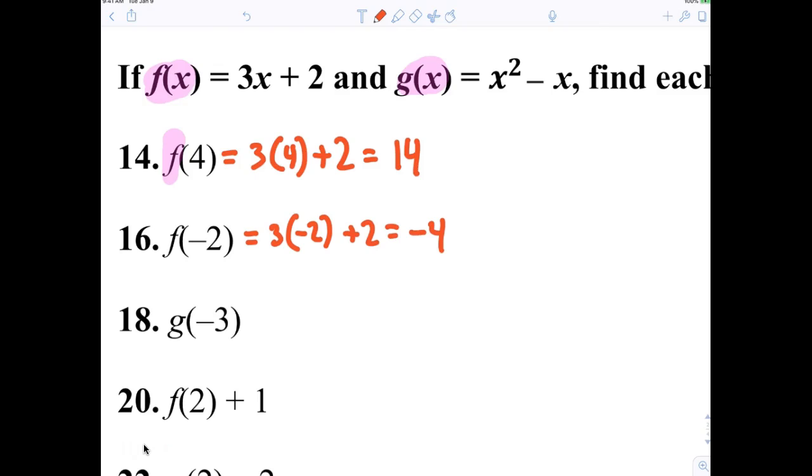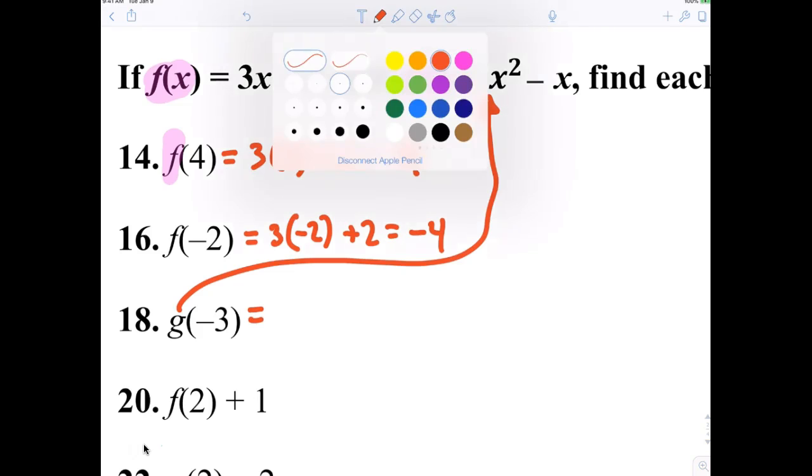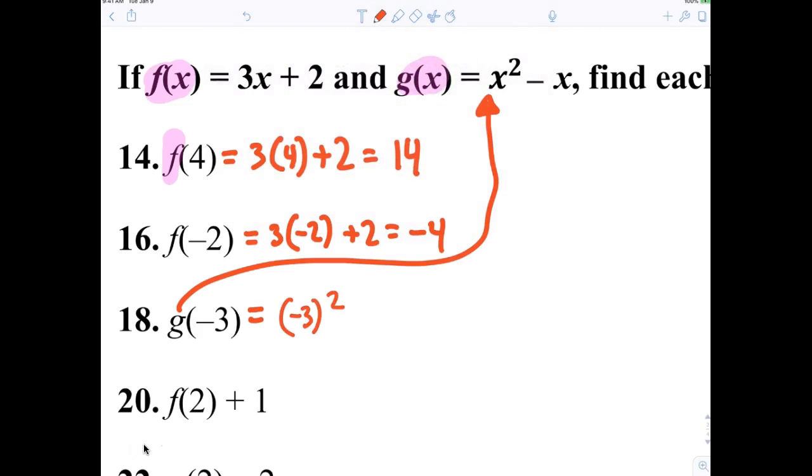All right. Now, g of negative 3. Where do you think I have to put the negative 3 this time? Into the g function. Very good. So just to make sure you see, this g is this guy over here. So now I have to do negative 3 squared minus negative 3. So negative 3 squared is 9 plus 3, which is 12.